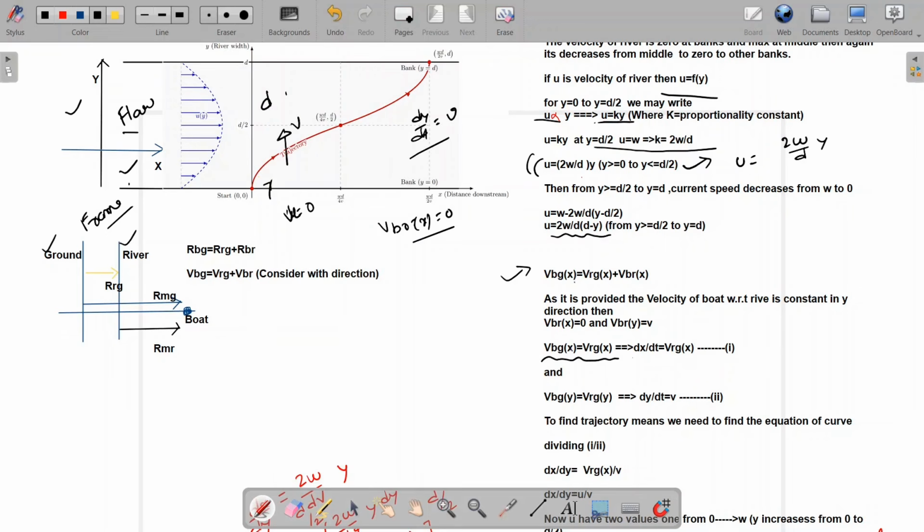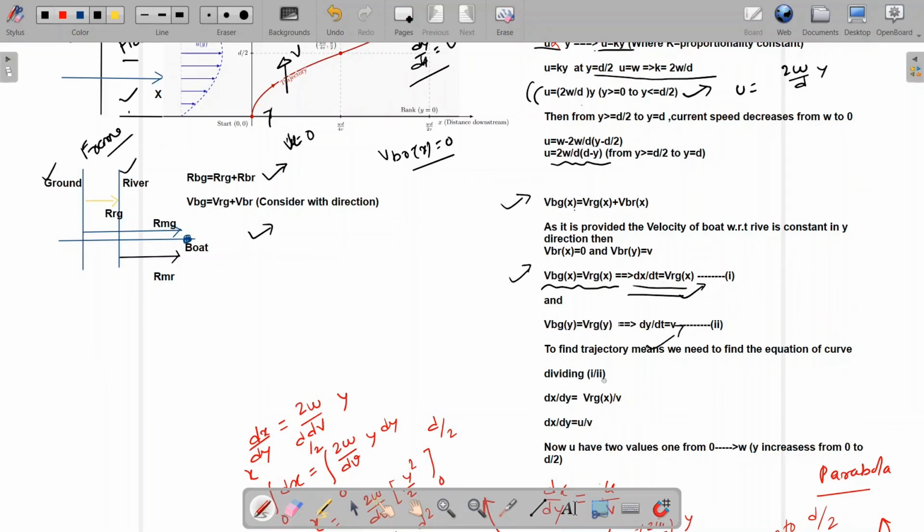giving us two separate equations. Now, switching between the ground frame and the river frame, we can see something useful. The boat's velocity with respect to ground in the x direction simply equals the river's velocity in the x direction. That gives us dx/dt = u. And in the y direction, the boat's velocity with respect to ground is simply v. So we already have dy/dt = v.